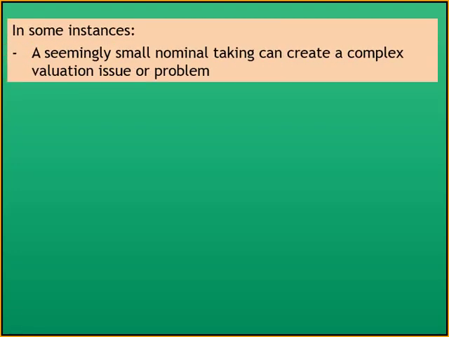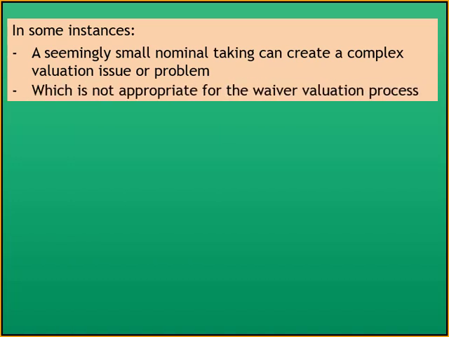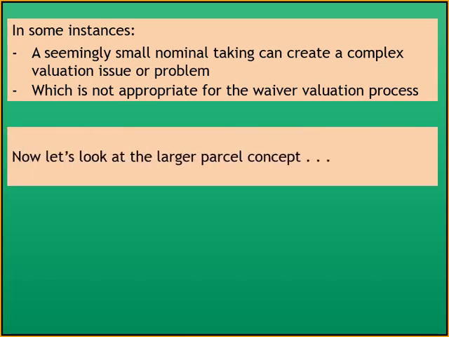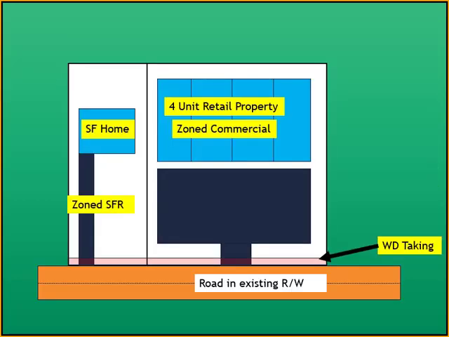In some instances, a seemingly small nominal taking can create a complex valuation issue or problem, which is not appropriate for the waiver valuation process. Now, let's look at the larger parcel concept. You've seen this before. It's the same case with a single-family home abutting another property that's developed with a 4-unit retail property. Same WD taking impacting both properties, small strip take along the road. Parcel A and Parcel B.